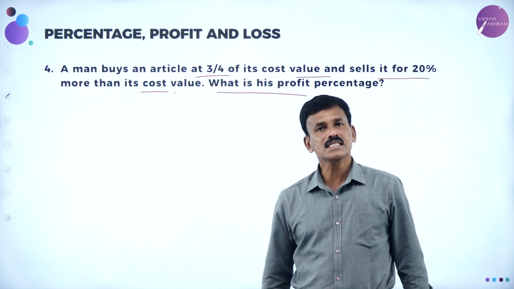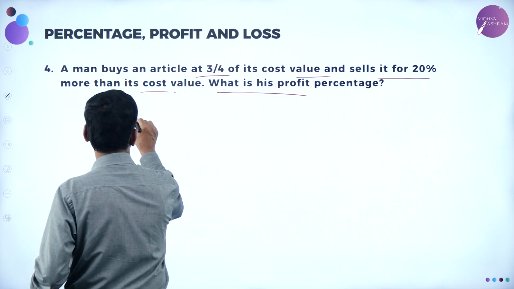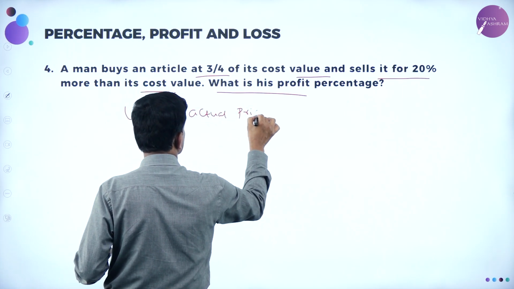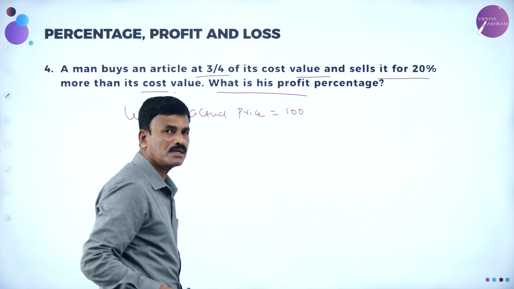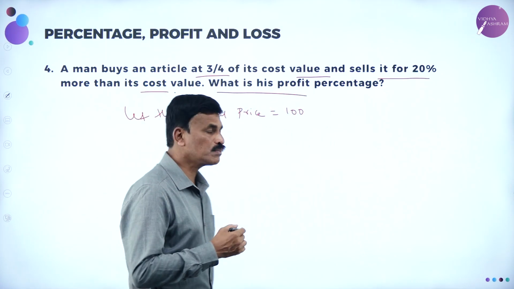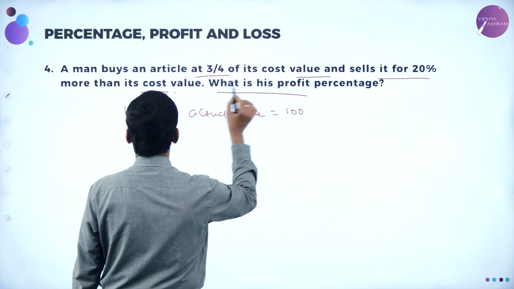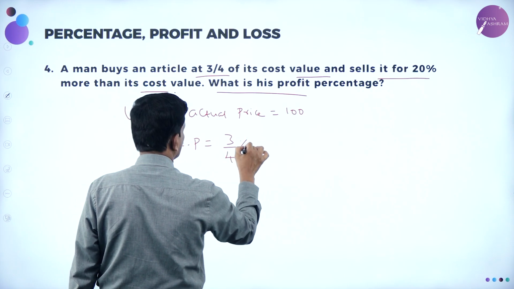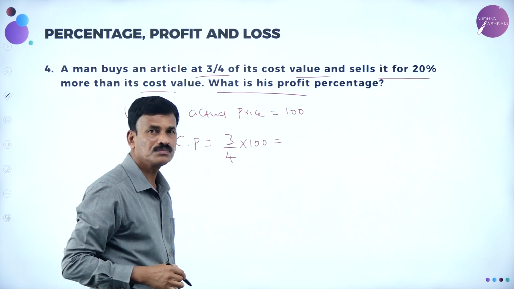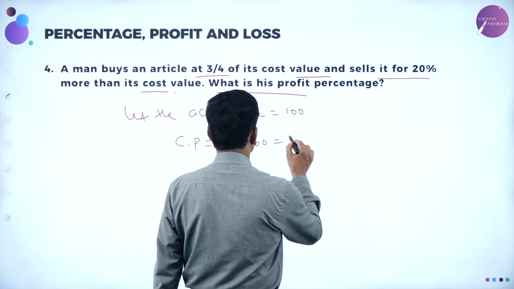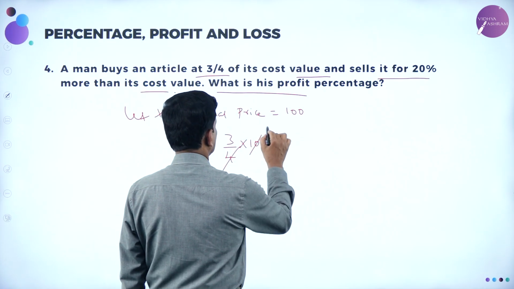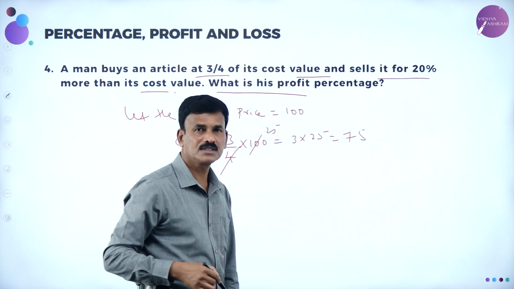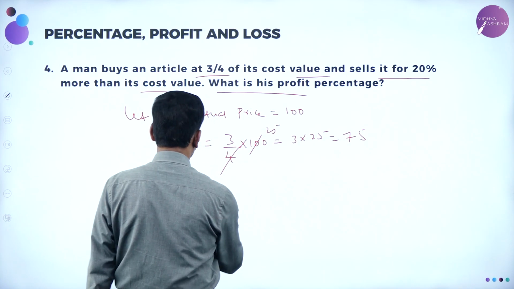Now let us consider the actual price as 100. Let the actual price be 100. Then the purchase price CP is equal to 3/4 of 100. What is this equal to? 3/4 of 100 is nothing but 75, that is, 3 into 25 is equal to 75. Right. Now at the profit of 20%.